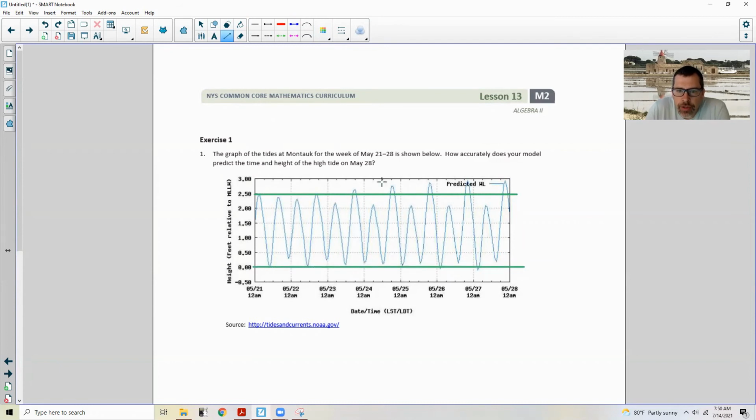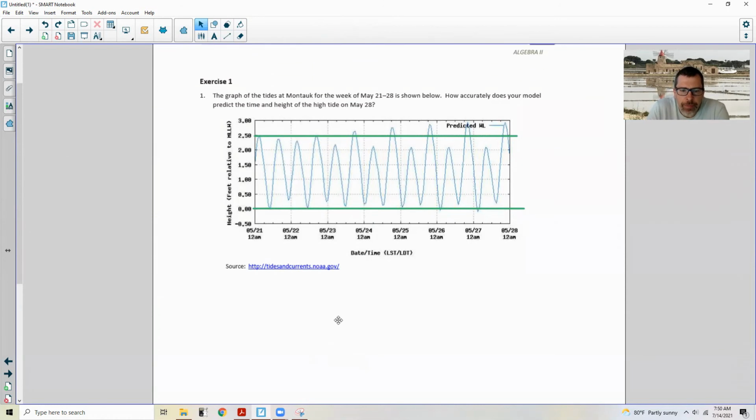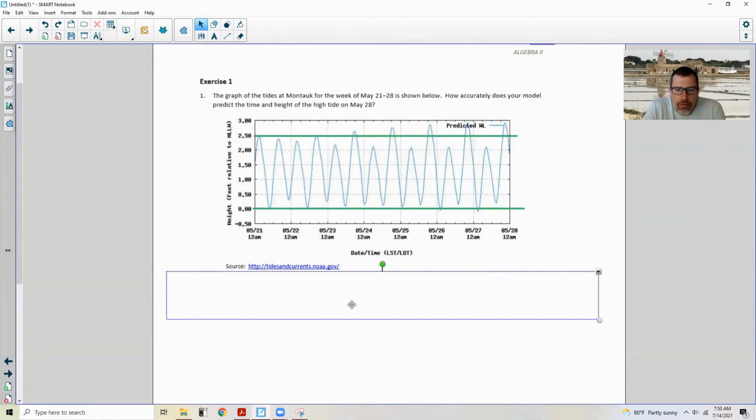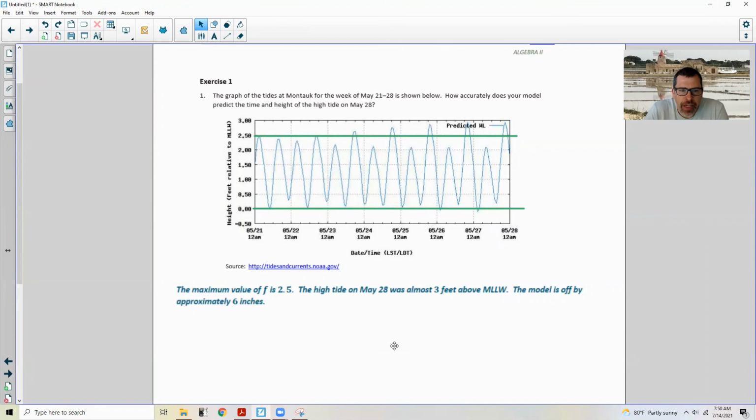What's our prediction now? Okay, so here it looked pretty good, but then all of a sudden the tides were going higher and higher, and we're off. It all went all the way up to almost 3 feet. Okay, so to answer that now, we would say the maximum value of F is 2.5. The high tide on May 28th was almost 3 feet above the MLLW. The model is off by approximately 6 inches.